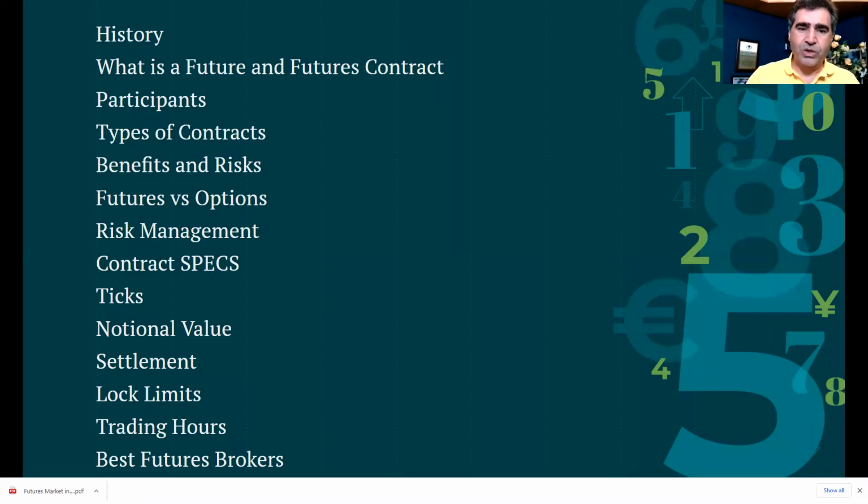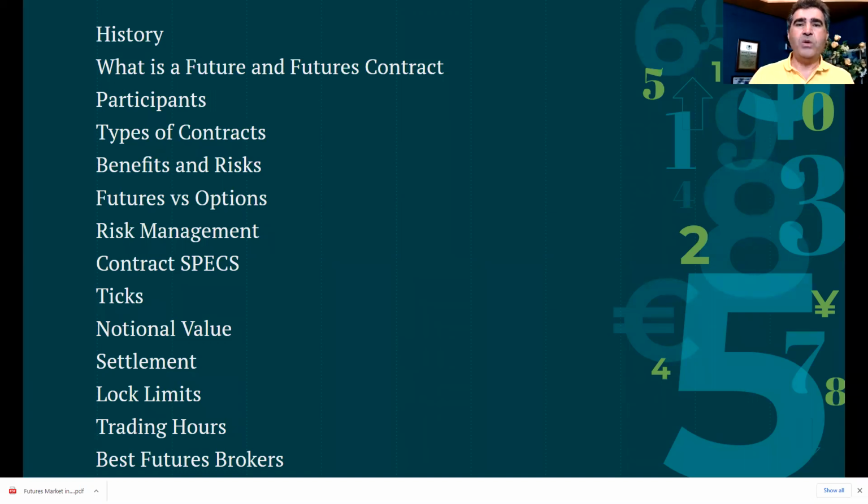Basically, I'm going to go through the list of the topics that I thought might be helpful for understanding the futures market, and we will go through them quickly, and then we can build on that. So we start with the history of it, understand what a future is and what a futures contract is for the participant in this market, the types of the contracts, the underlying assets. We will look at, as I mentioned, the benefits and advantages versus the risks.